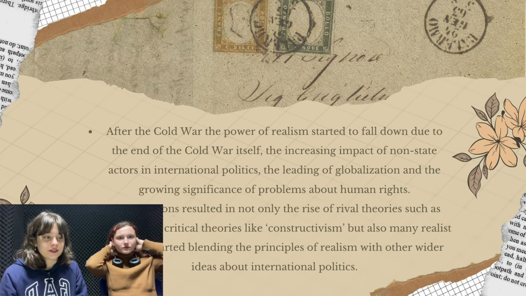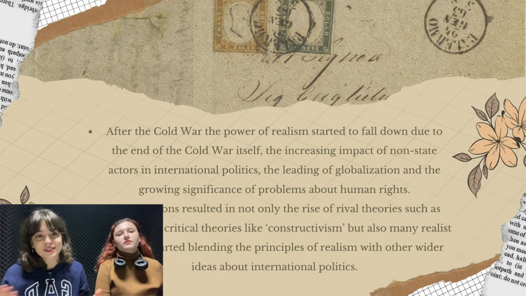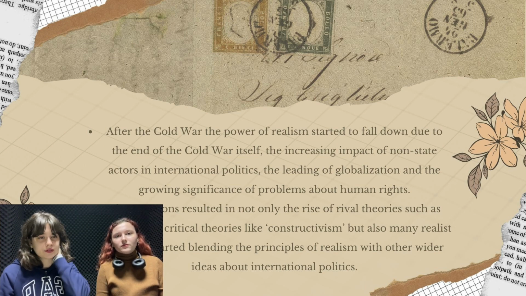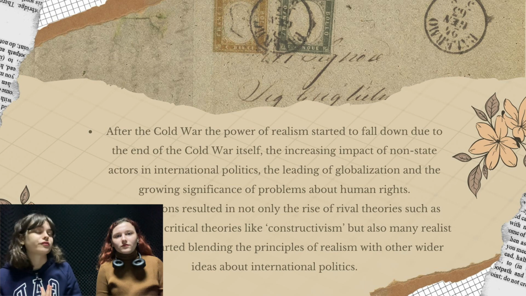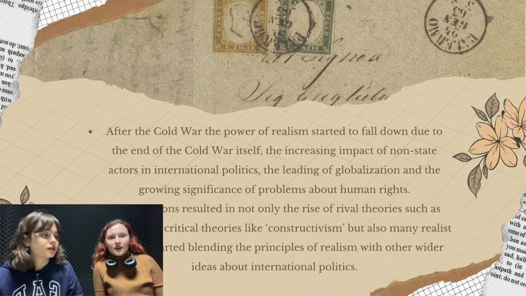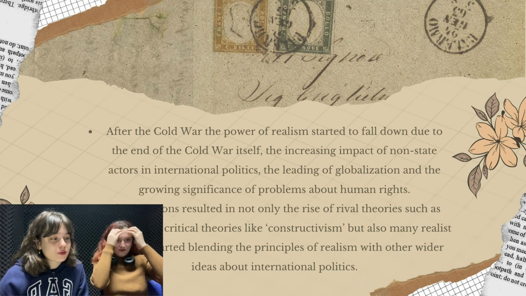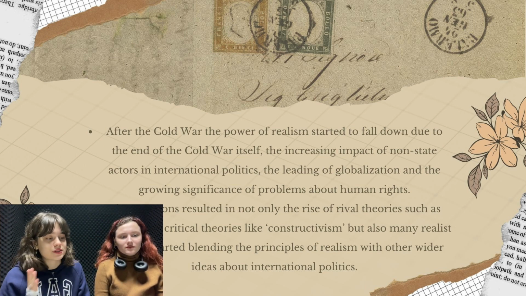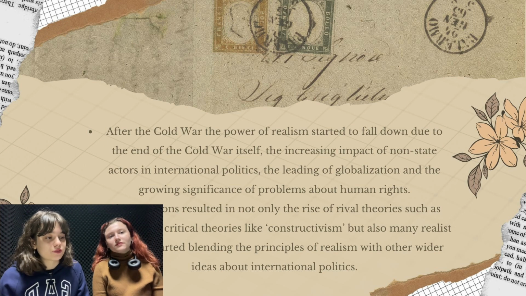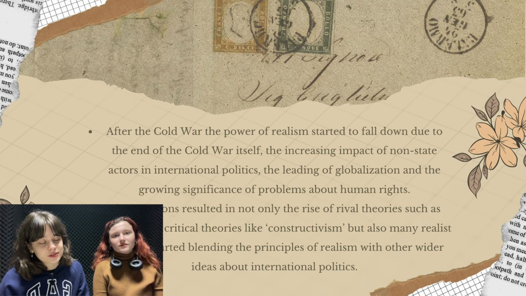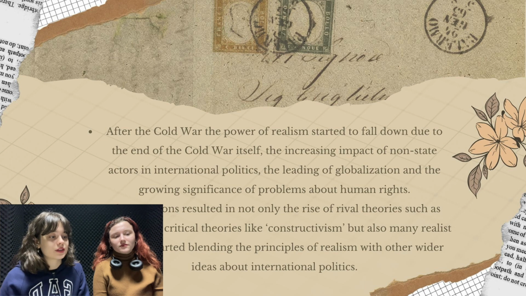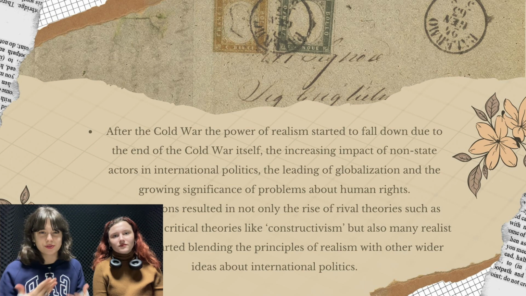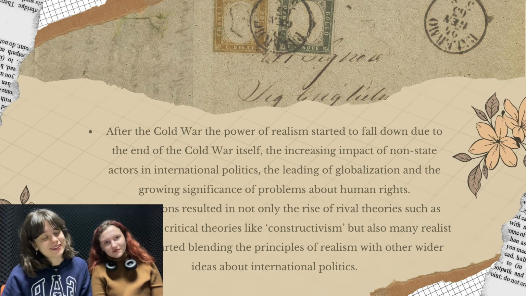So how did the realist theory end? Obviously it ended because it's not that common in the 21st century, we don't really see it anymore. So after the Cold War, the power of realism started to fall slightly due to the end of the Cold War itself, as we said before. The increasing impact of non-state actors in international politics, the leading of globalization, and the growing significance of problems about human rights. They're the main causes that caused realism theory to end.